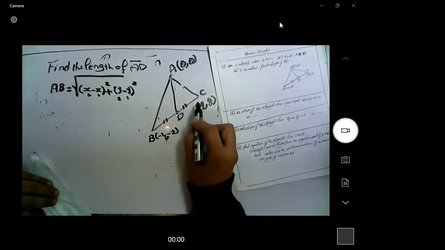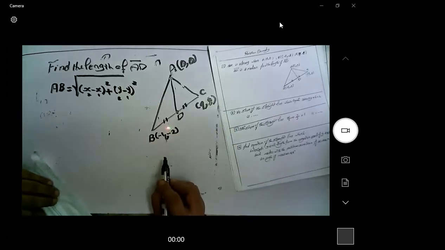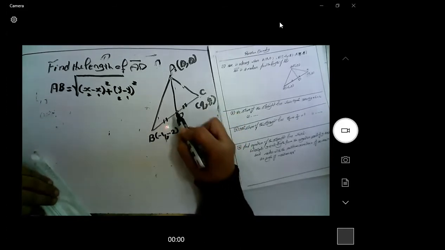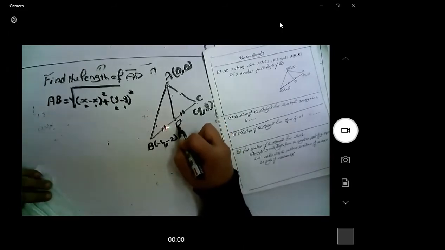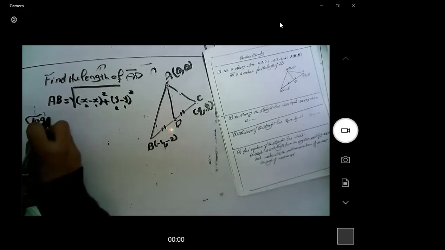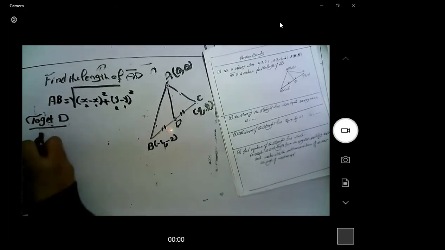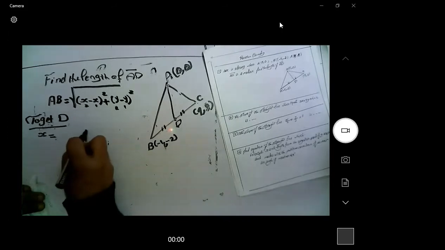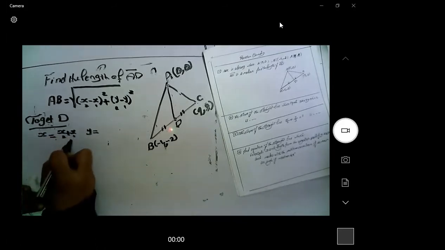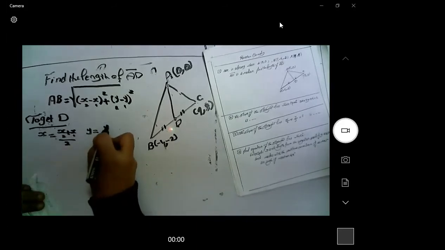The point D is the midpoint of BC. How can we get the midpoint between 2 points? The rule of getting the midpoint D: the coordinates of the point D, x and y. X equals (x2 plus x1) over 2. Y equals (y2 plus y1) over 2.